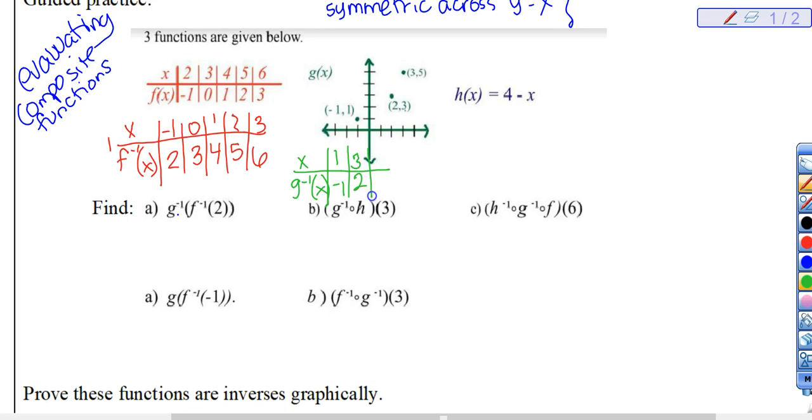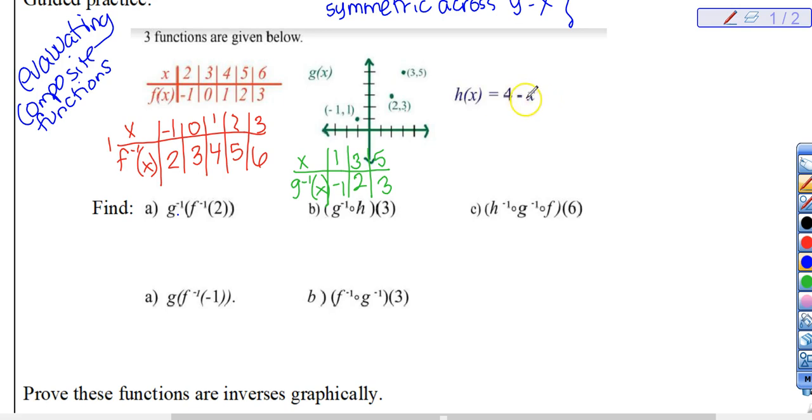3, 2. Wake up. Okay, and the last point I have here, 3, 5, 5, 3. All right, so now we've evaluated and we found all those points. All right, last one, your h of x. Now is a different format. This is an algebraic representation.